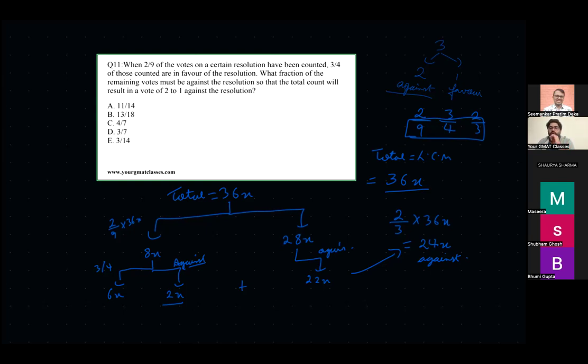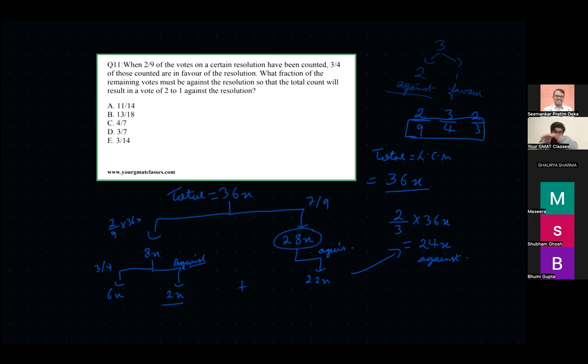Okay, but I think the question is really different, right? How? Like, it's saying that 2/9 votes are counted. That means 7/9 are not counted. So we are only taking the fraction of this 2/9. No, we have taken everything else. So 2 upon 9 are counted. That means 8x are counted. 7 by 9 are not counted. So 7 by 9 of 36 will be 28x. Is it clear till here?